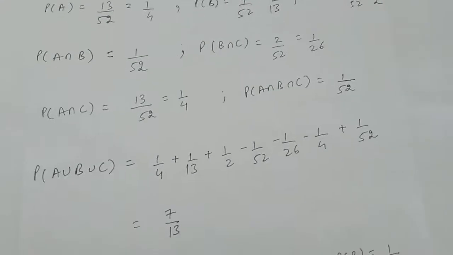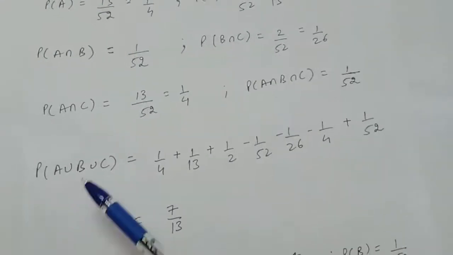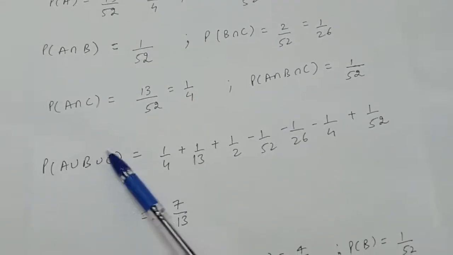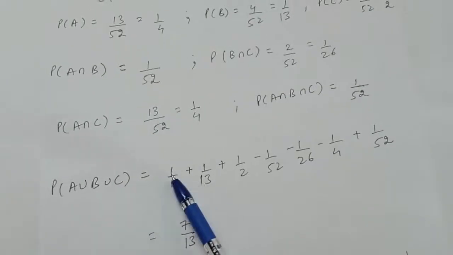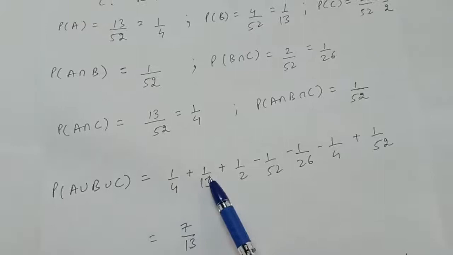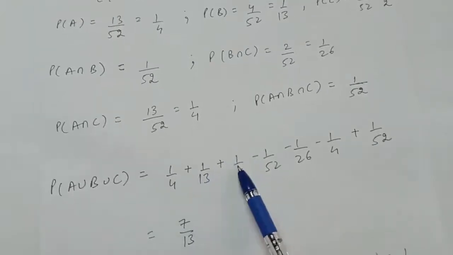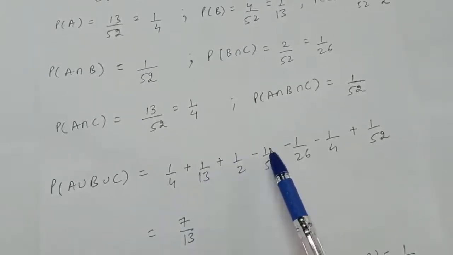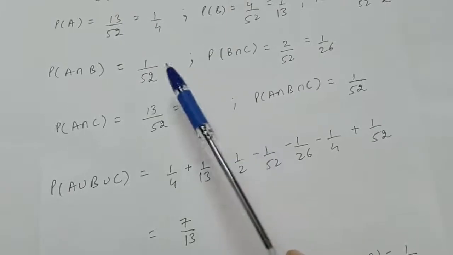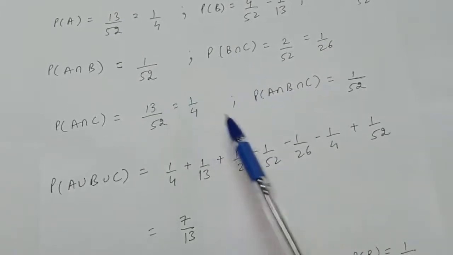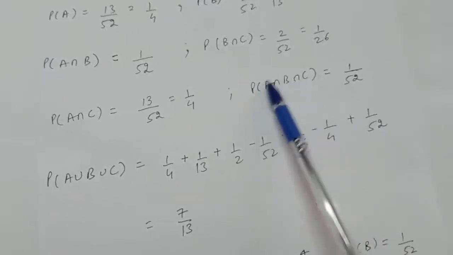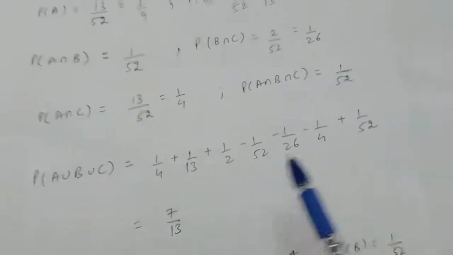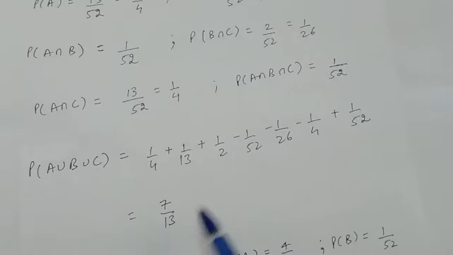Now because they have asked the probability of either a king or a heart or a red card, which is probability of A union B union C. So the formula is probability of A plus probability of B plus probability of C minus probability of intersection of 2 events at a time plus probability of intersection of all the 3 events, right? So the answer will be 7/13.